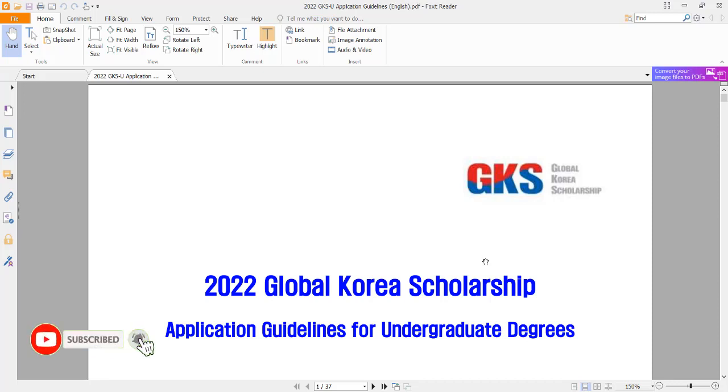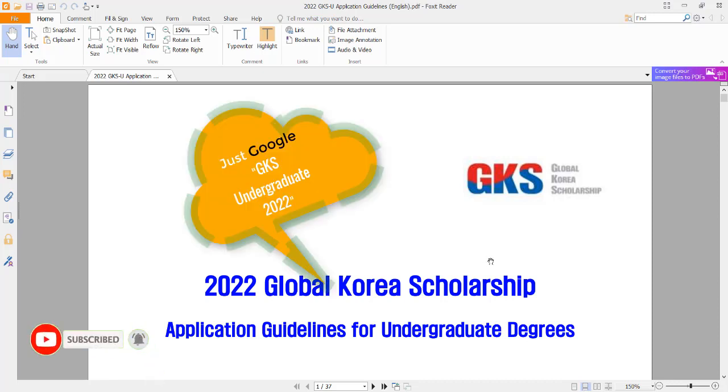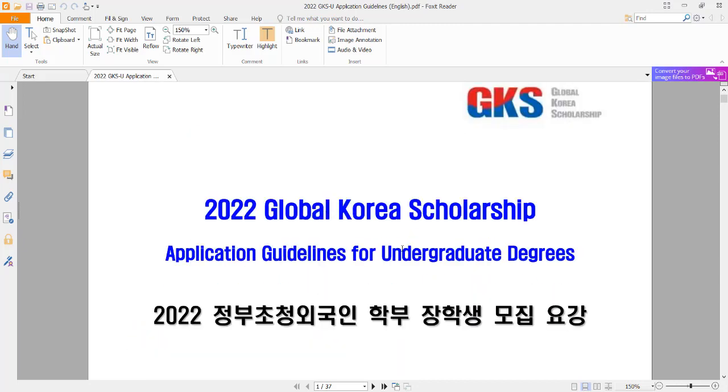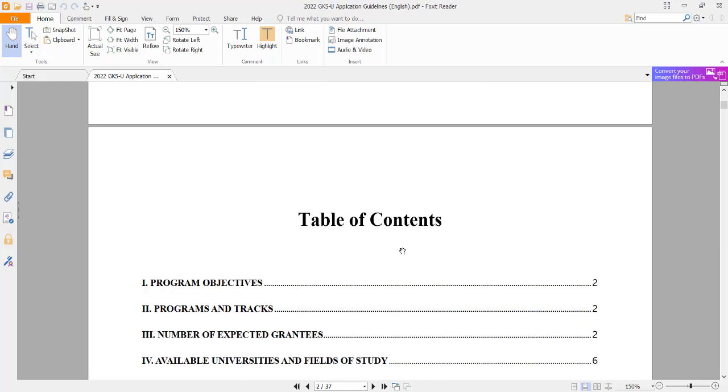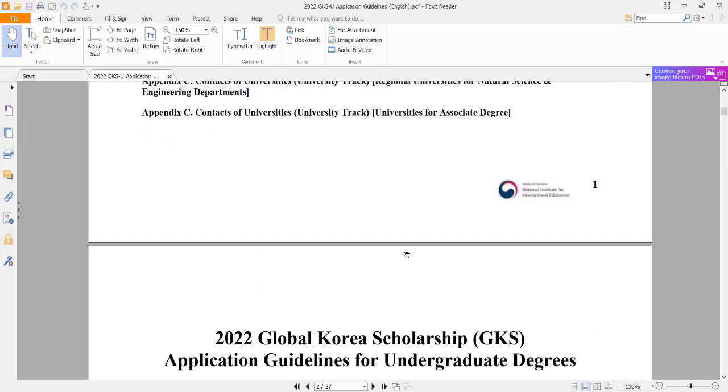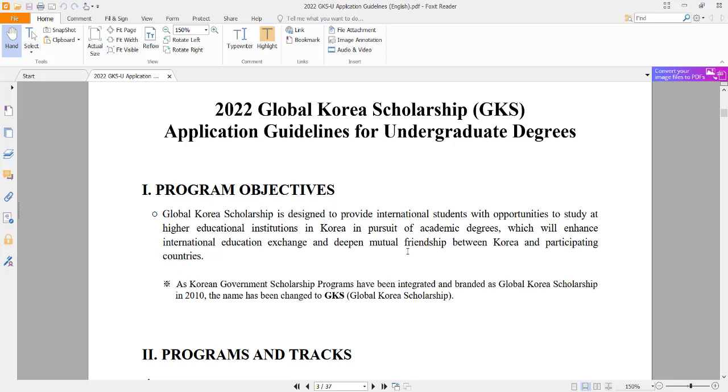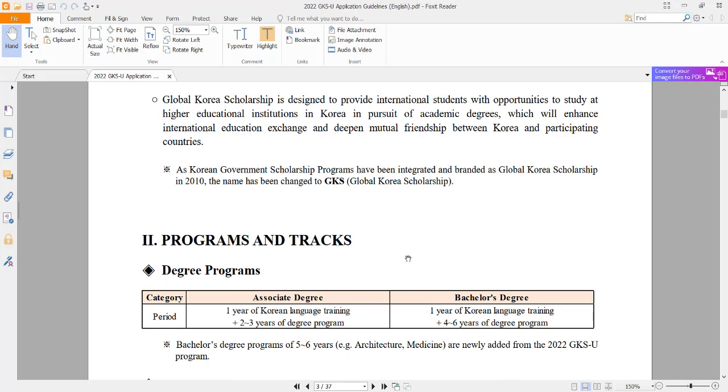So let's begin. This guideline can be downloaded from the Study in Korea website, and once you have this guideline you can just start and explore every aspect, every document requirement. First we'll be checking out the program objectives, which you can just give a read. I'll be basically focusing on the important parts where the students find difficulty to understand that aspect and then work on it.